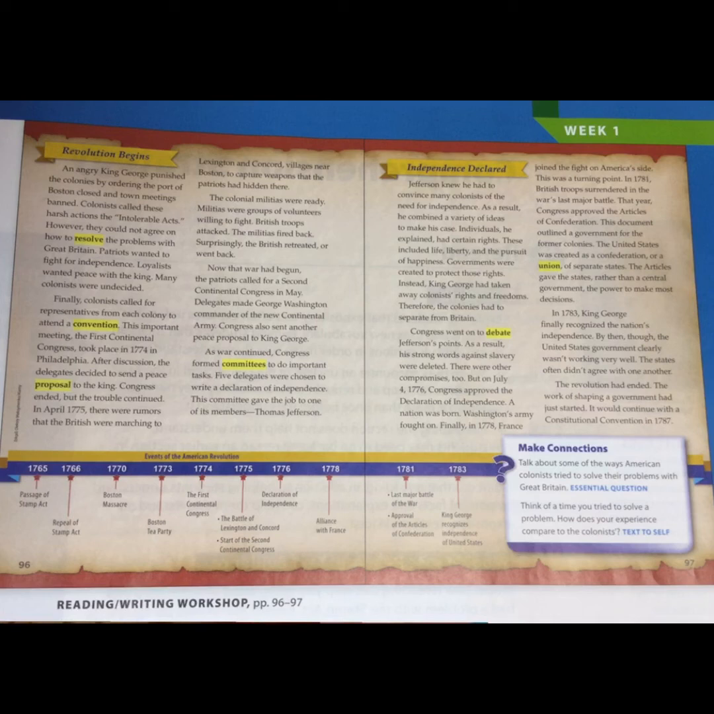By then, though, the United States government clearly wasn't working very well. The states often didn't agree with one another. The revolution had ended. The work of shaping a government had just started. It would continue with a constitutional convention in 1778.